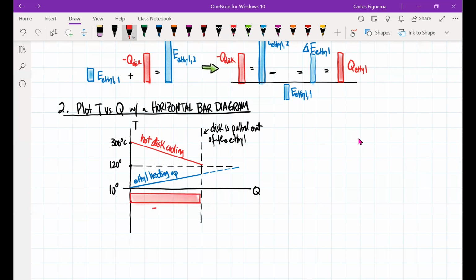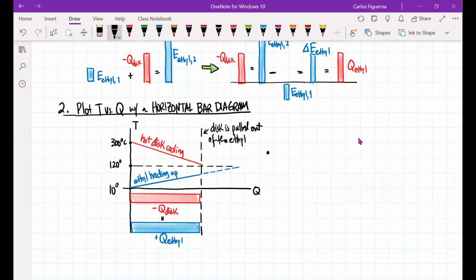So this is the heat loss due to the disk. But if I look at that, this is exactly how much heat is going to be transferred to the alcohol now. So if I look at the bar, you could see here that this represents the energy transferred to the ethyl.